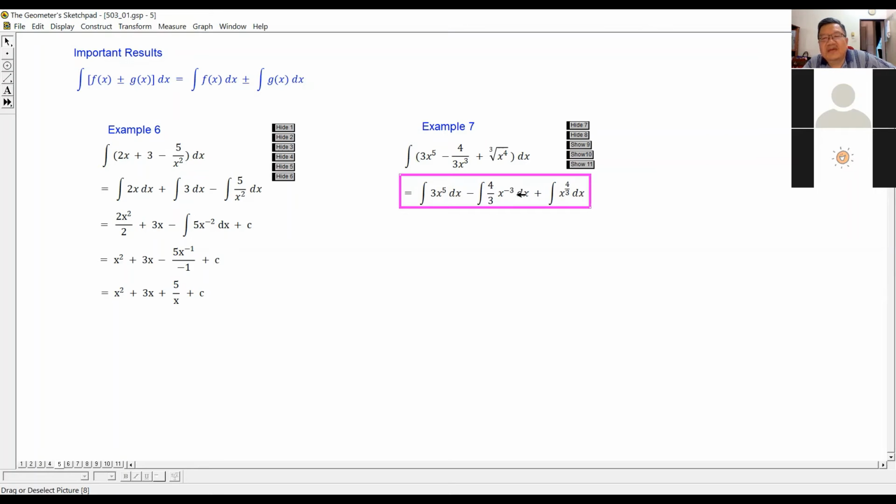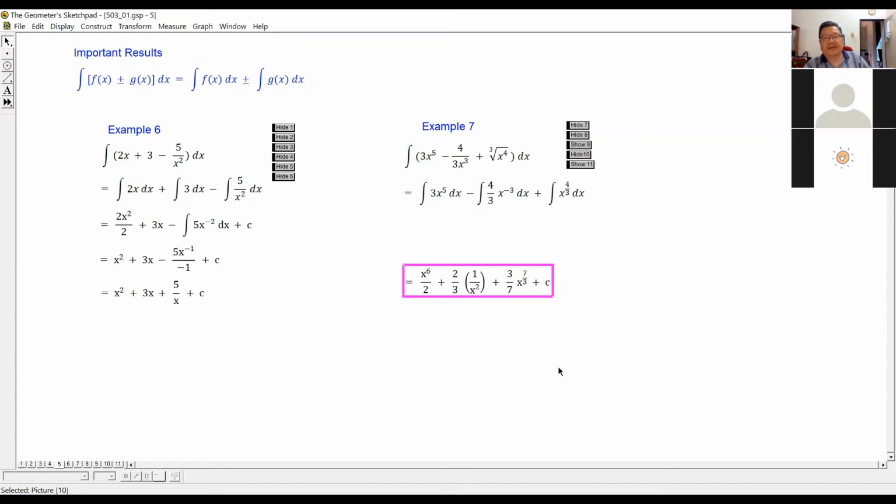-3 plus 1 becomes -2. Not -1. You have to add 1, then it becomes -2. Then you have to divide by -2. This one, 4/3 plus 1, where 1 is actually 3/3, becomes 7/3. Then divide by 7/3.